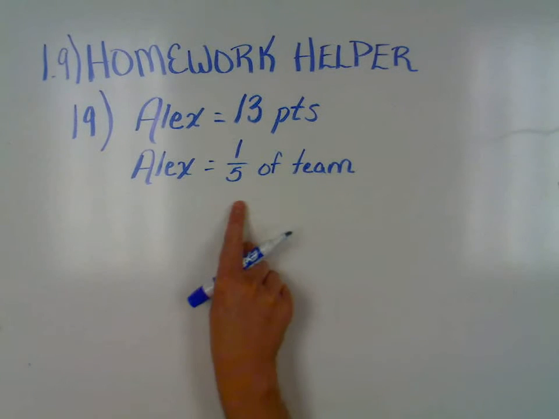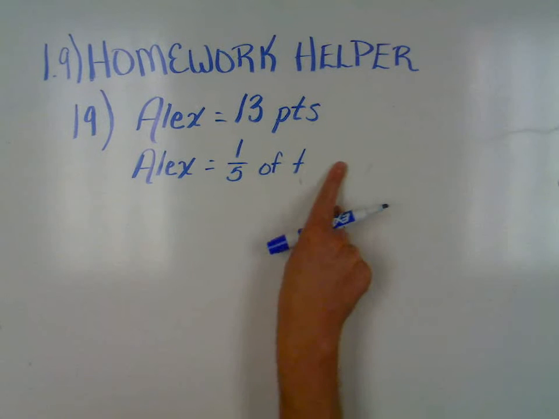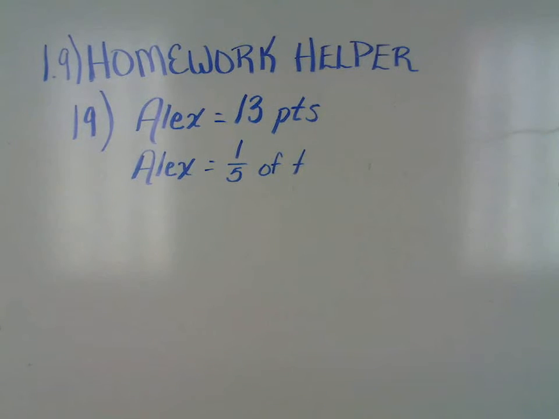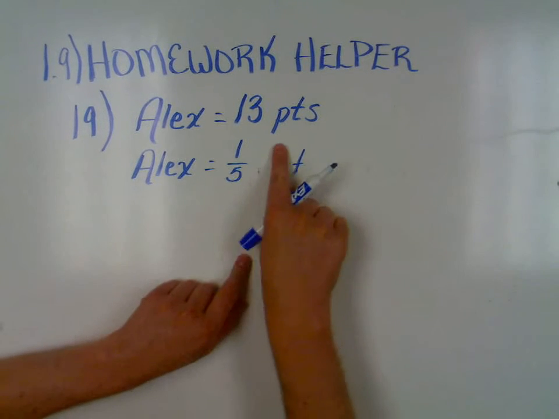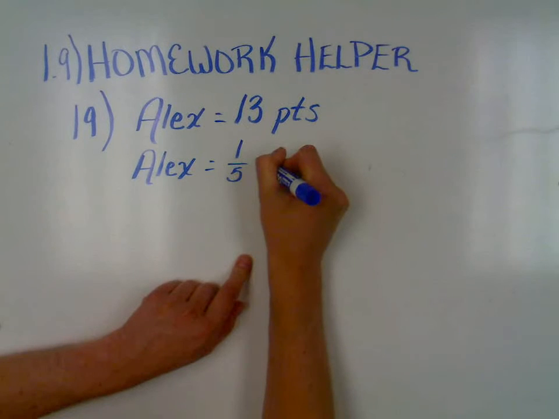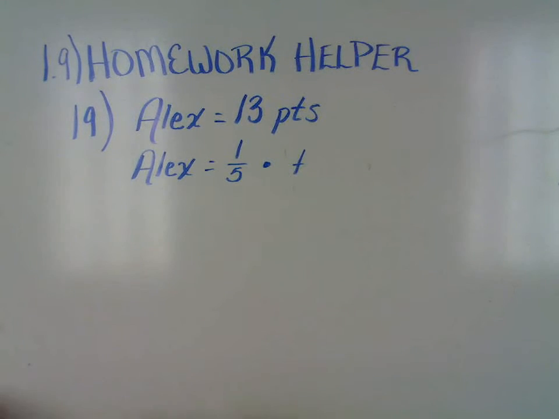So in this case, this is really 1/5 of the team score, 1/5 of T. Now that actually works for us because the word of implies multiplication. So this really means 1/5 times T. And I'm going to use the dot to represent multiplying. We don't actually have to write anything at all, but since I've got that big gap there, I want it to make sense. Now, we're writing an equation.